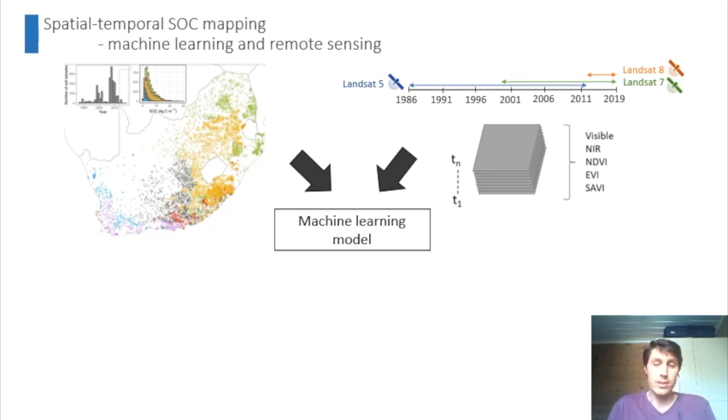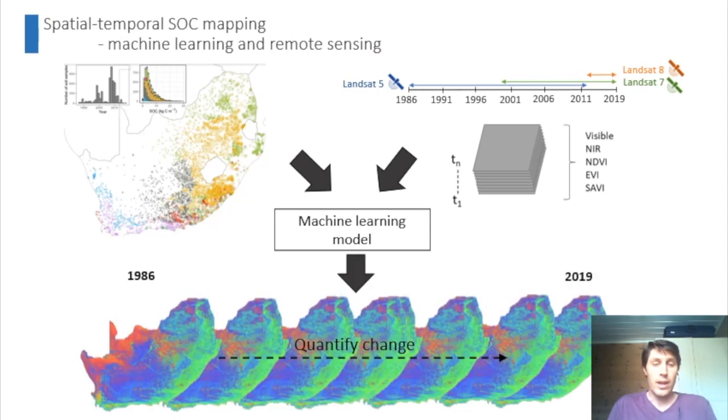We use the satellite spectral data along with some climatic and edaphic variables to calibrate a machine learning model that could then extrapolate or predict soil organic carbon values across the areas without soil sample data. And we did this for multiple years over the past 30 years to quantify also the soil organic carbon change in a spatially explicit manner to create a map for the whole of South Africa.